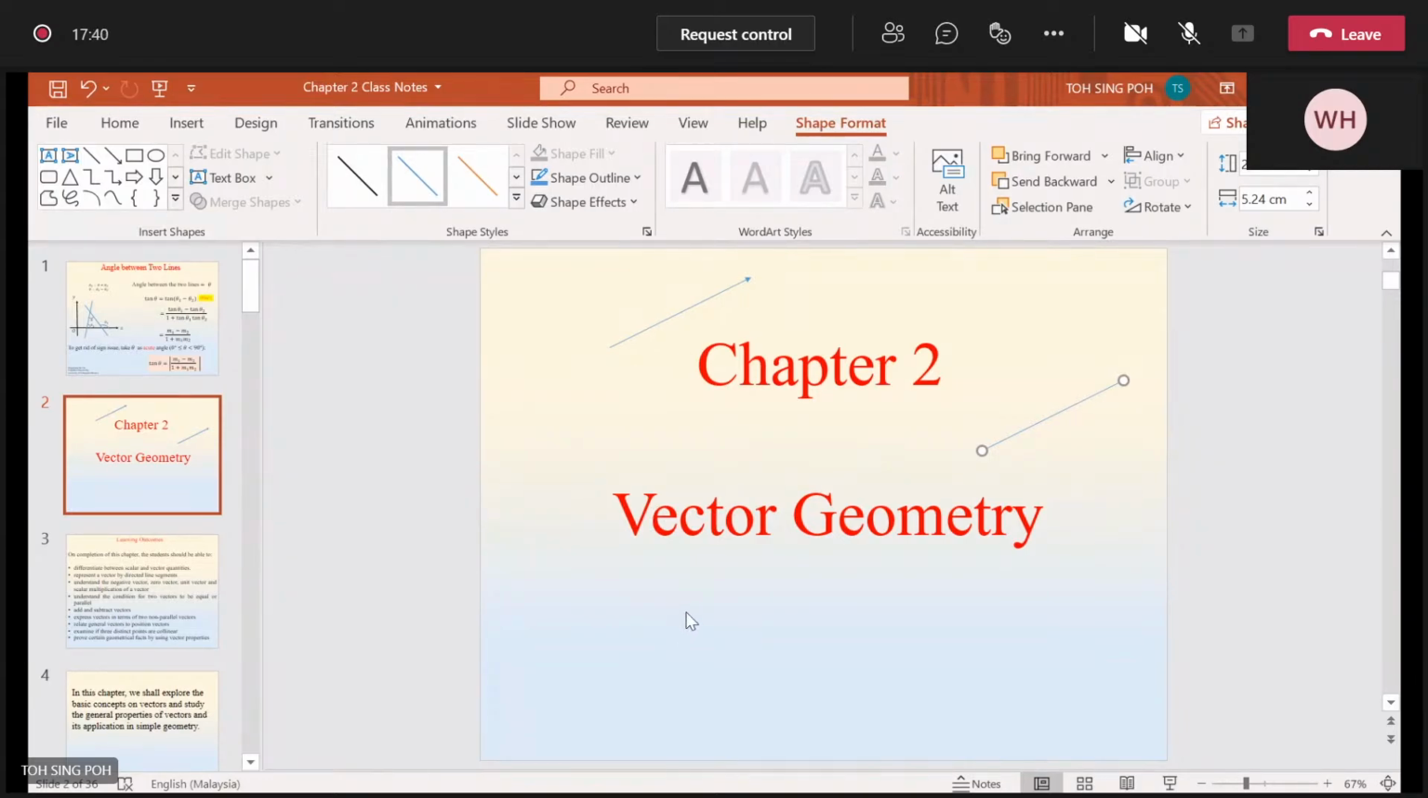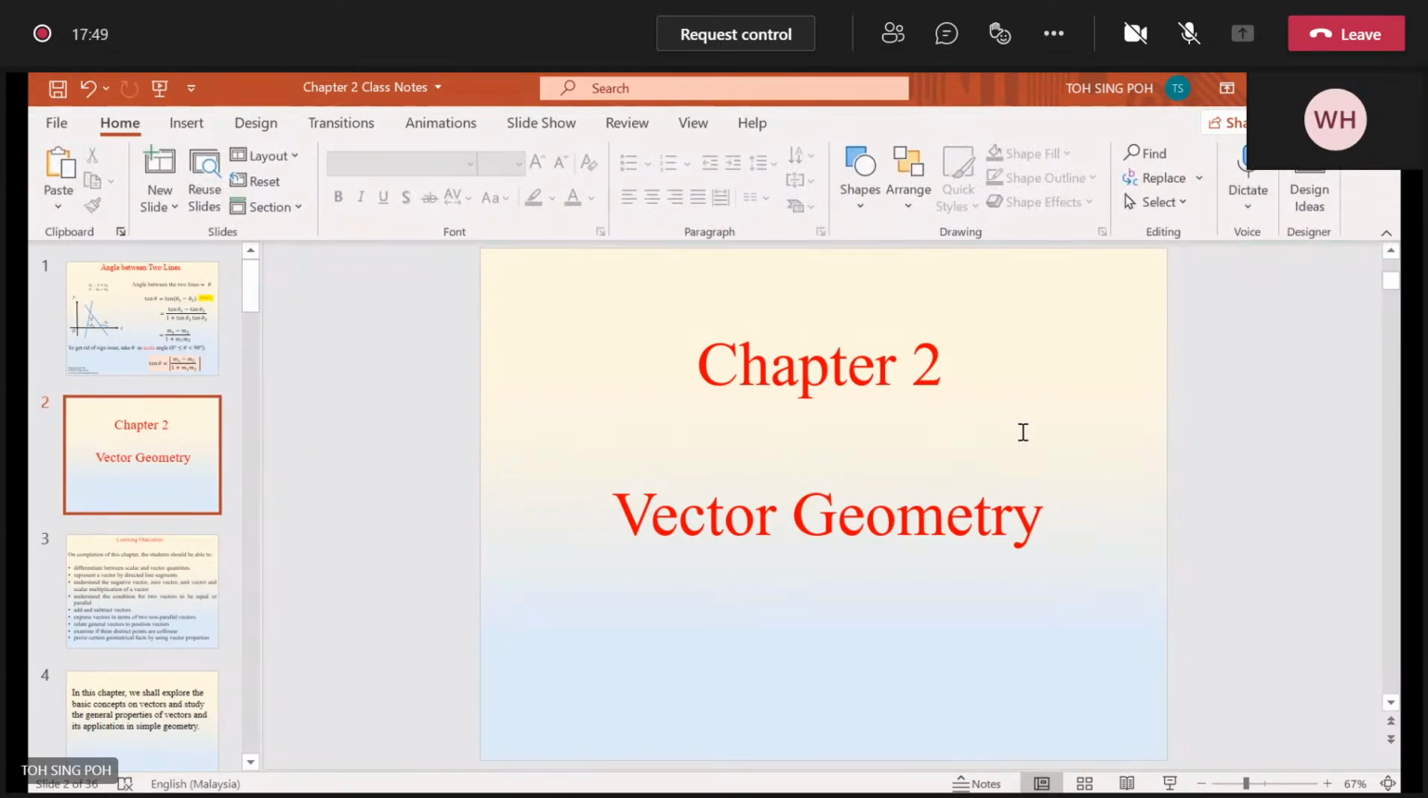Okay, so this is the basic idea for vector geometry, which is different from coordinate geometry. In coordinate geometry, we need to show what the coordinate is. When we state the coordinate, it means that we need to know where the origin is. That means where the x-axis is, where the y-axis is. Okay, but vector geometry, no need.